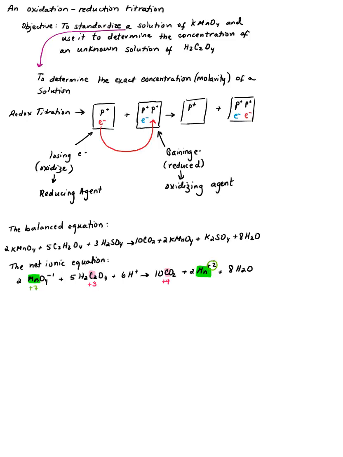Besides doing that, we're also going to be using the solution of potassium permanganate to determine the concentration of an unknown solution of oxalic acid.